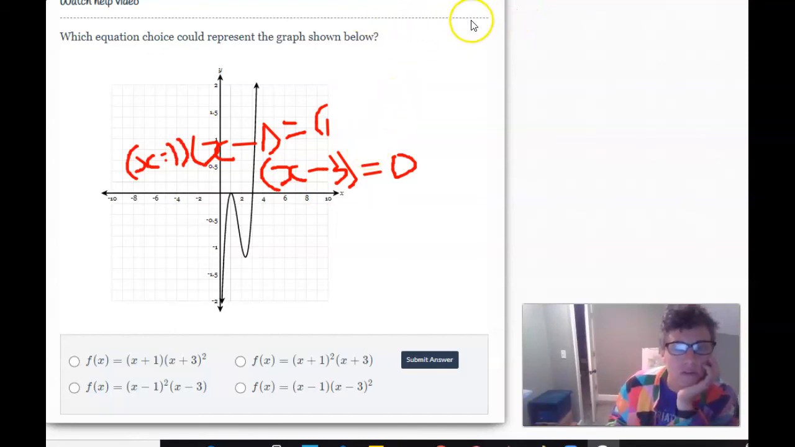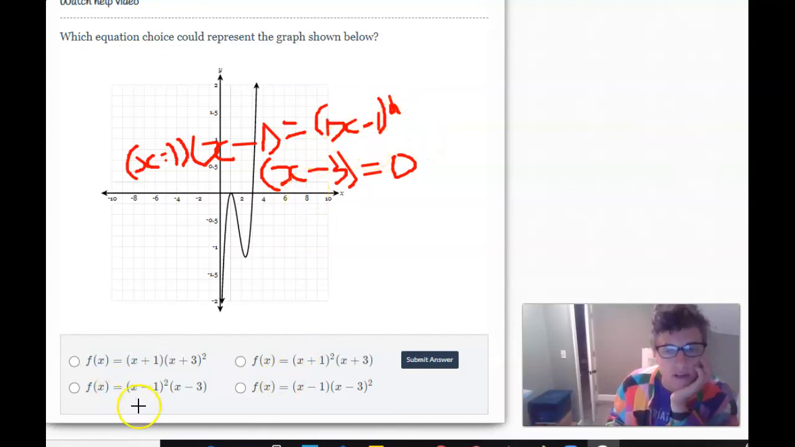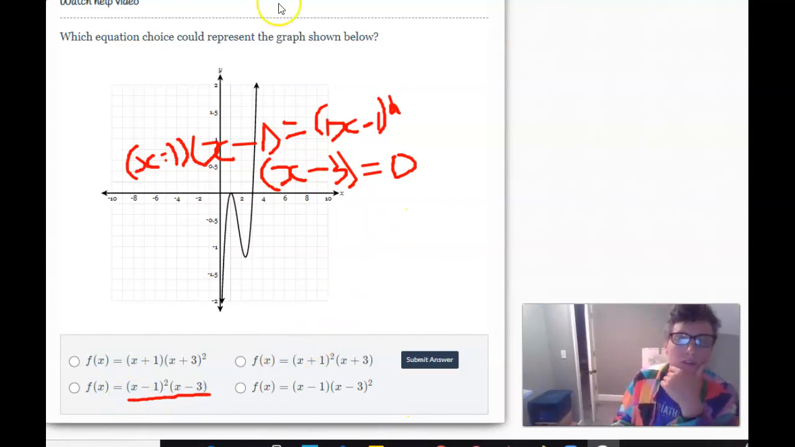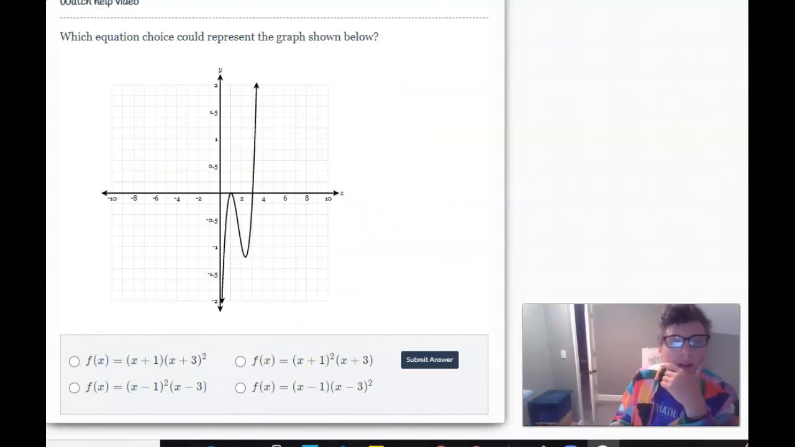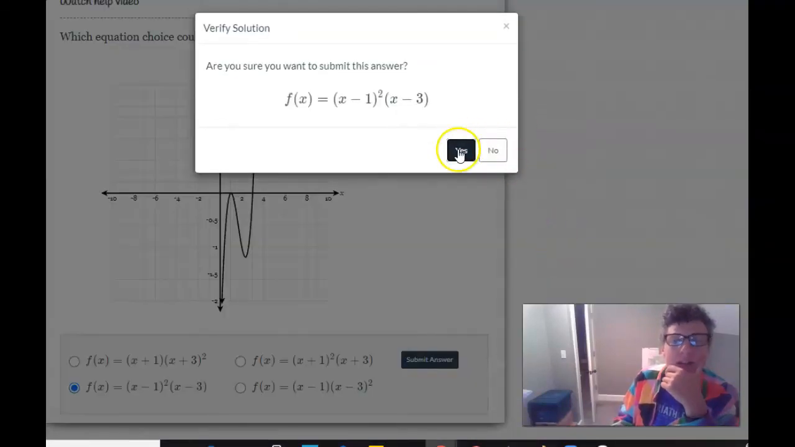X minus 1 squared. Hopefully you're listening to my words, not just copying down the pictures. X minus 1 squared. So we're looking for x minus 1 squared and x minus 3. There she blows. Select, submit. Yes.